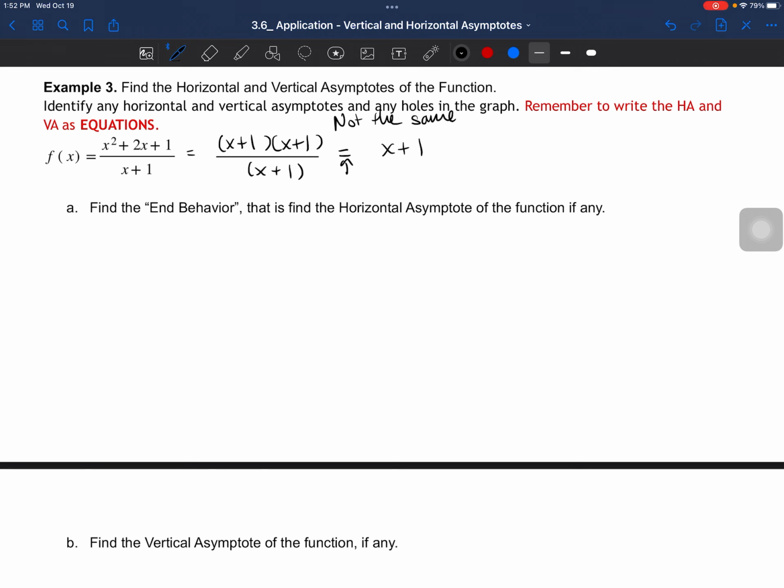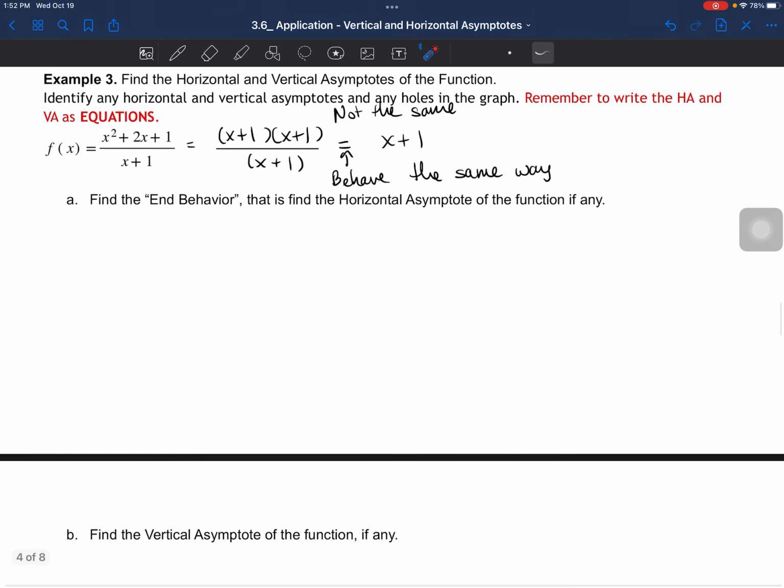They're not the same, but they behave the same way. What I'm saying is that this function is not the same function as this, but they look almost the same. The only difference is that this one has a hole and this one does not have a hole, right? So when we draw this picture, we have to make sure that we draw it with the hole.